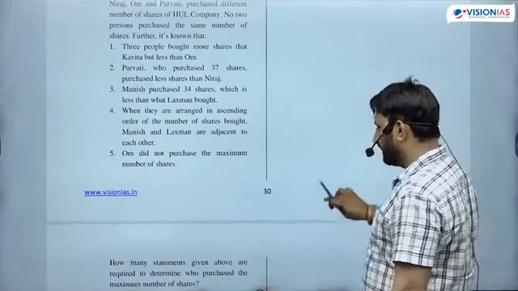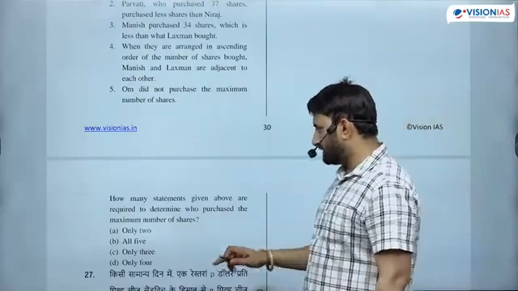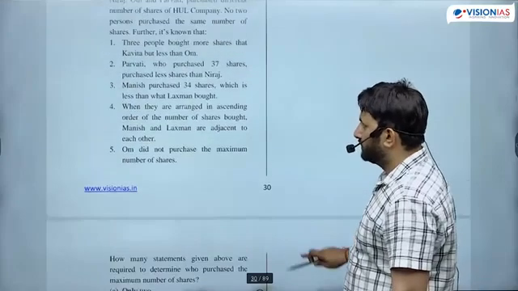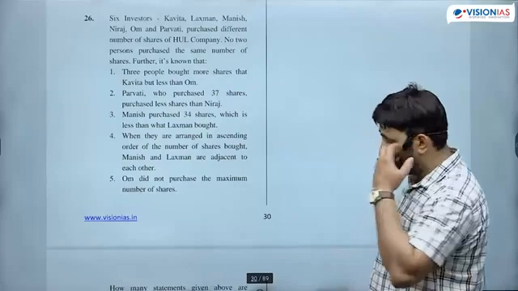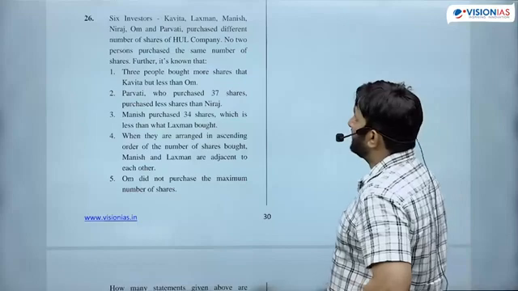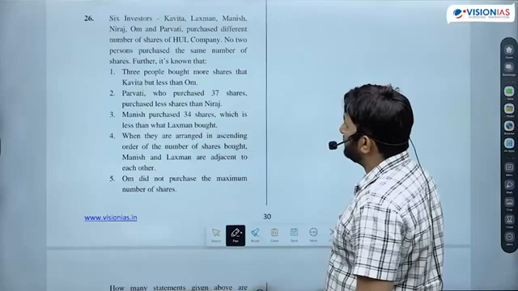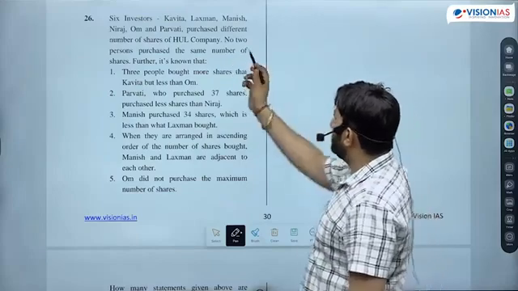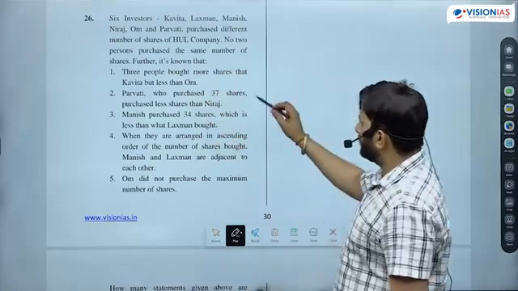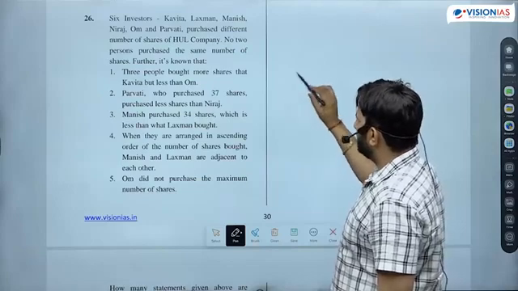पहले तो क्वेश्चन देख लेते. How many of the above statements are required to find who purchased the maximum number of shares? We have to find who purchased the maximum number of shares. उसके लिए how many statements are required? 6 investors, Kavita, Lakshman, Manish, Neeraj, Om and Parvati purchased different number of shares of HUL company. No two persons purchased the same number of shares. It is known that 3 people bought more than the shares that Kavita bought but less than Om.